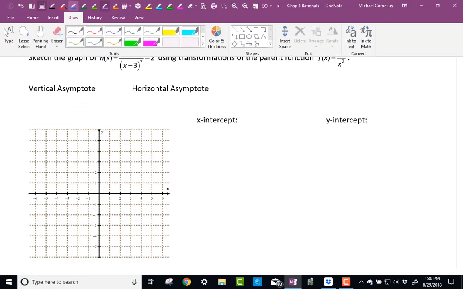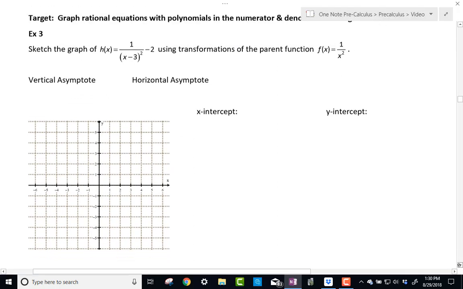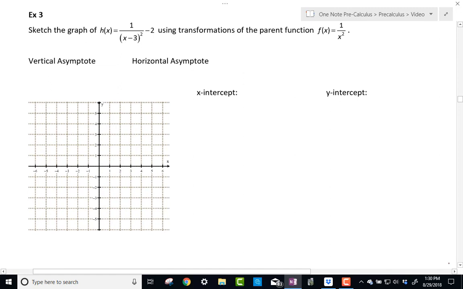Squared function. All right. So vertical asymptote. Now, again, I look at the denominator and I ask myself, what's going to make that denominator equal to 0? Technically, that denominator is nothing more than x minus 3 times another x minus 3. They're both the same factor. So I set one of them equal to 0, x minus 3 equals 0, and I get x equals 3 for my vertical asymptote. So we're going to go ahead and draw that.